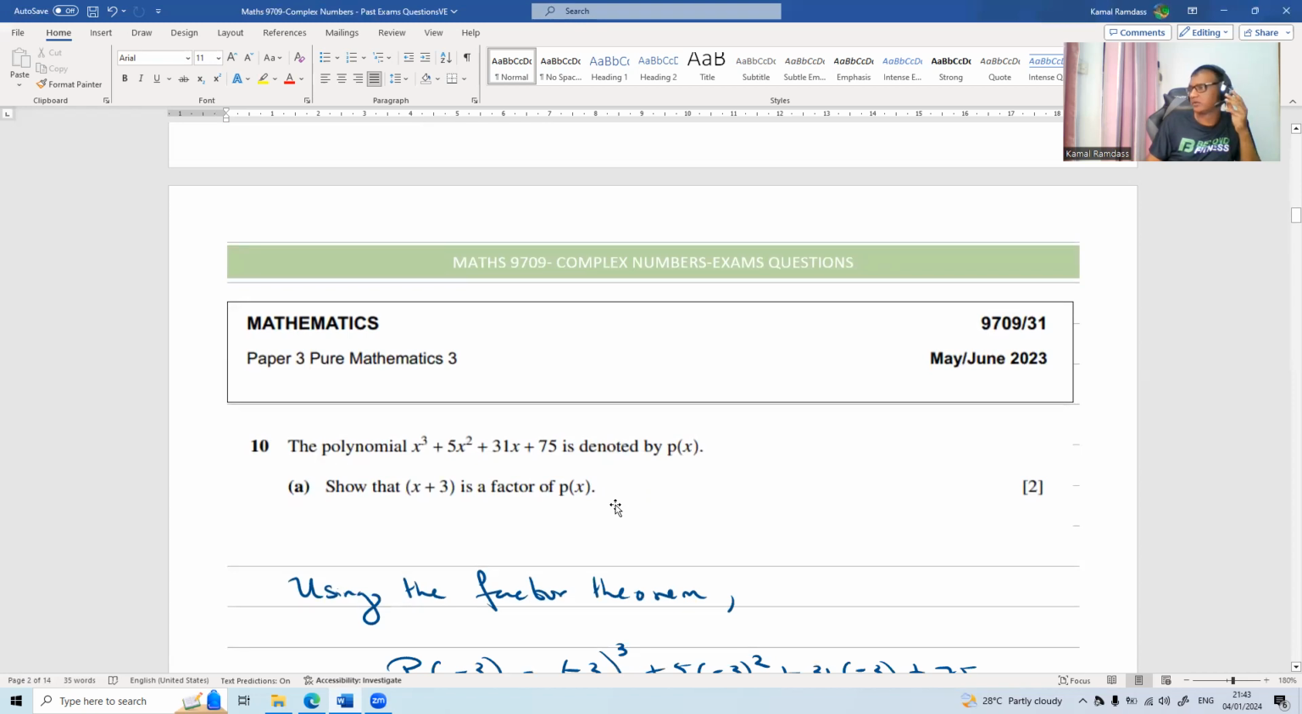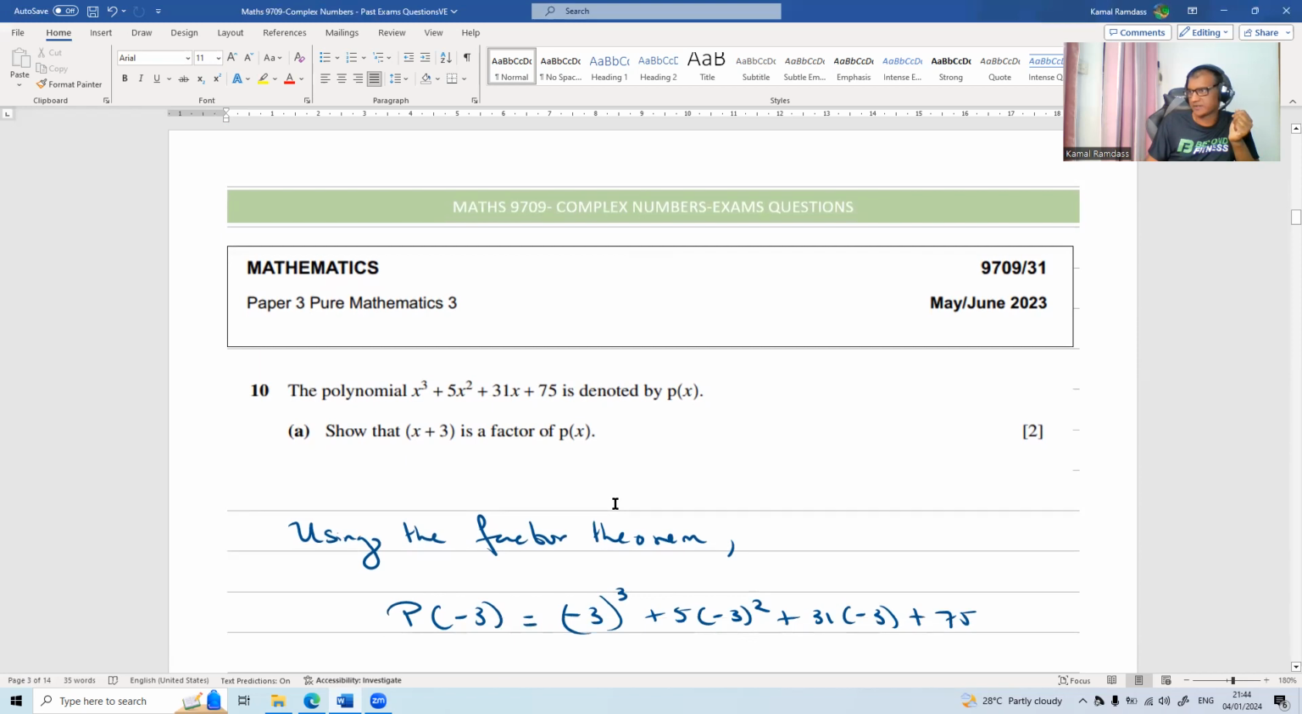The second question is from May-June 2023, paper 3, version 1. The polynomial x cubed plus 5x squared plus 31x plus 75 is denoted by P of x. First part of the question, 2 marks: show that x plus 3 is a factor of P(x). We use the factor theorem directly. Yes, x plus 3 is a factor of P(x).